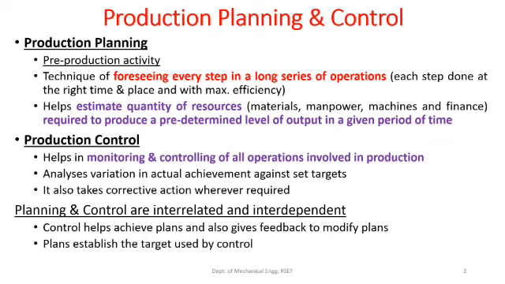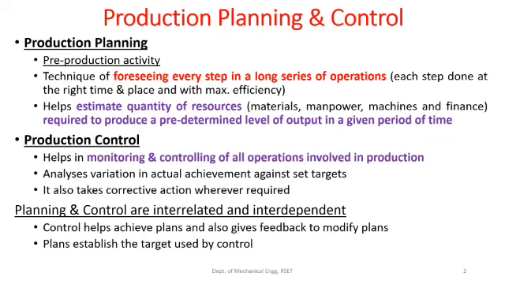And here it analyzes the variation in the actual achievements against set targets. In the production plan, you establish targets that need to be achieved in a given period of time. In production control, you monitor all the activities, you check whether the activities are going according to the plan, and if there are any variations, you check what the variations are. You analyze the variations and compare them against the required targets. And if there are any variations, you take the necessary corrective actions to overcome those variations. So that is what you do in production control.